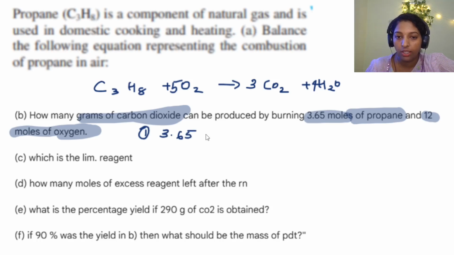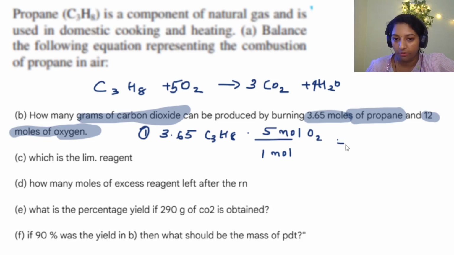So 3.65 moles of propane. See what the ratio is? Moles of propane is 1 and the oxygen ratio is 5 moles of oxygen. So you have to multiply with the 5. Okay, so how much is required?